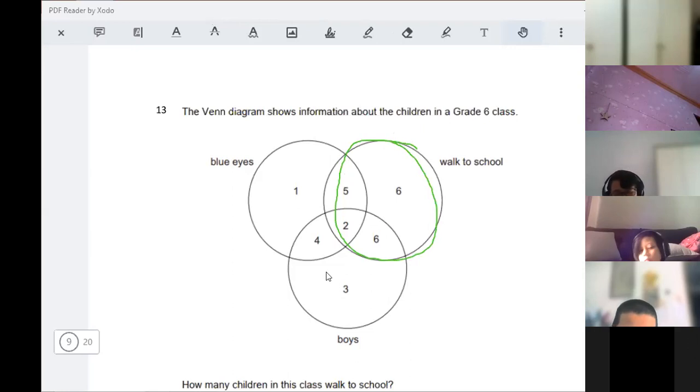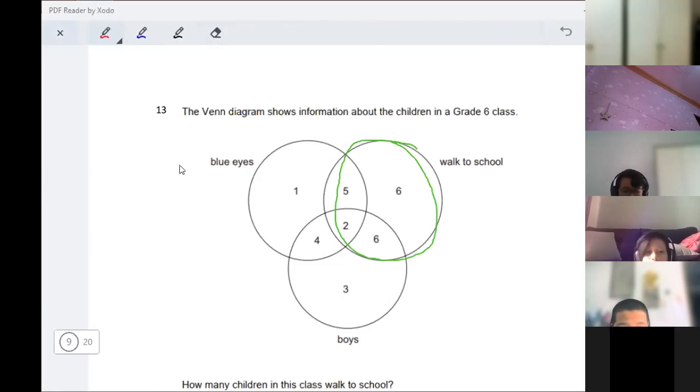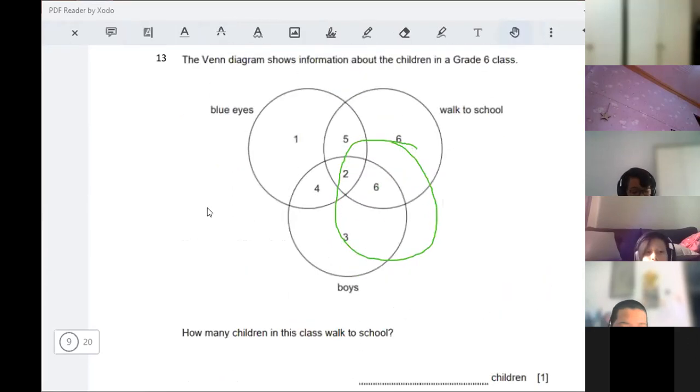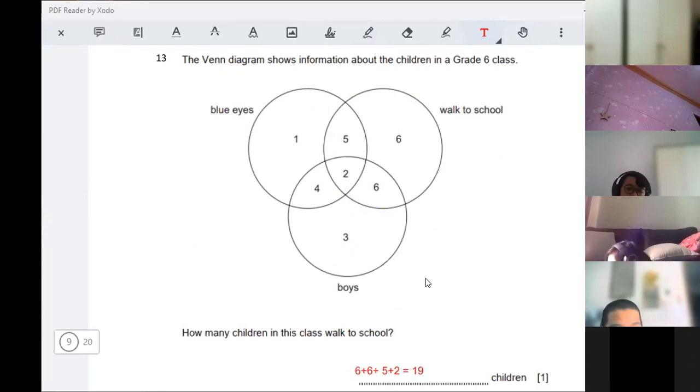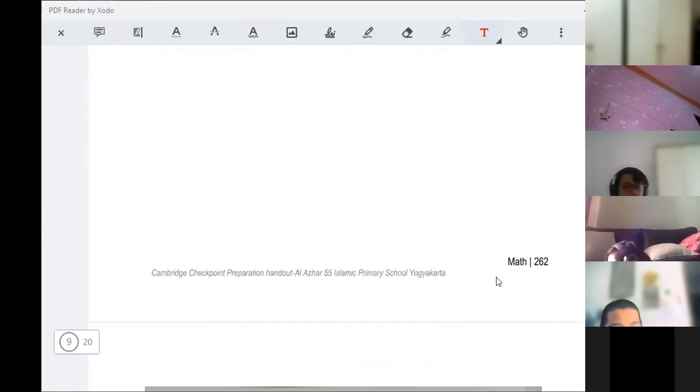19. How many? 19. 19? Okay, let's add them all together. 6 plus 6 plus 6 plus 5 plus 2. 6 plus 6 plus 5 plus 2. What is it? 12 plus 7. 19. Okay, yes, 19.